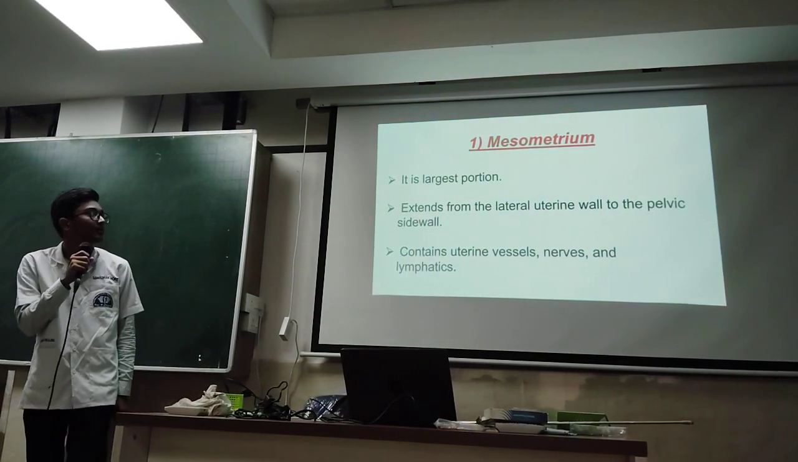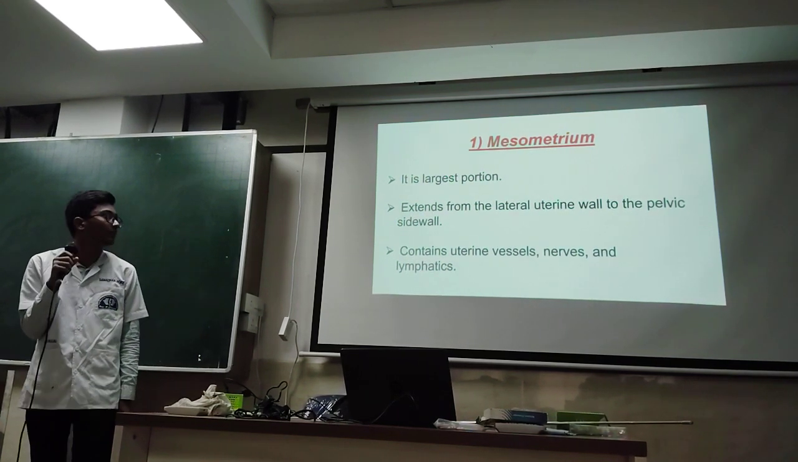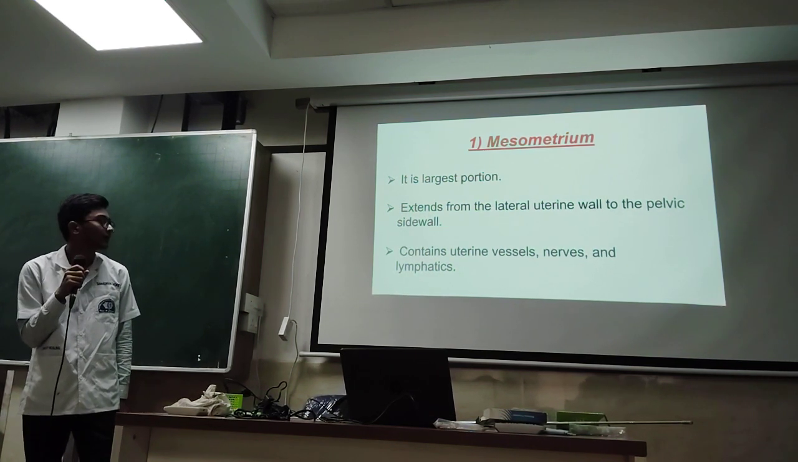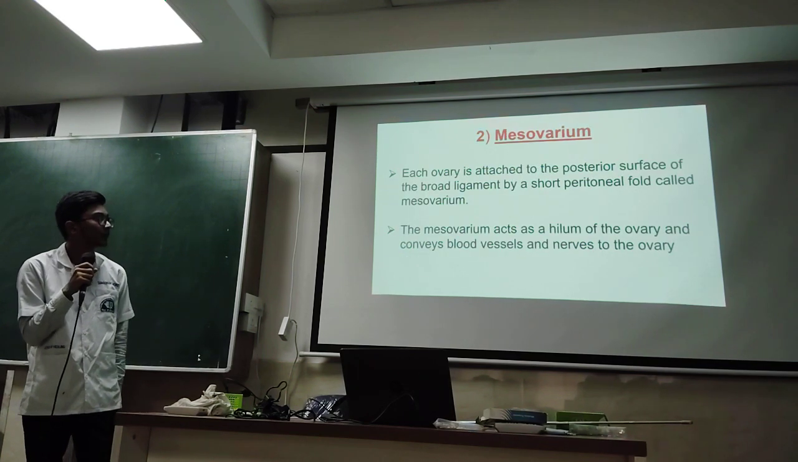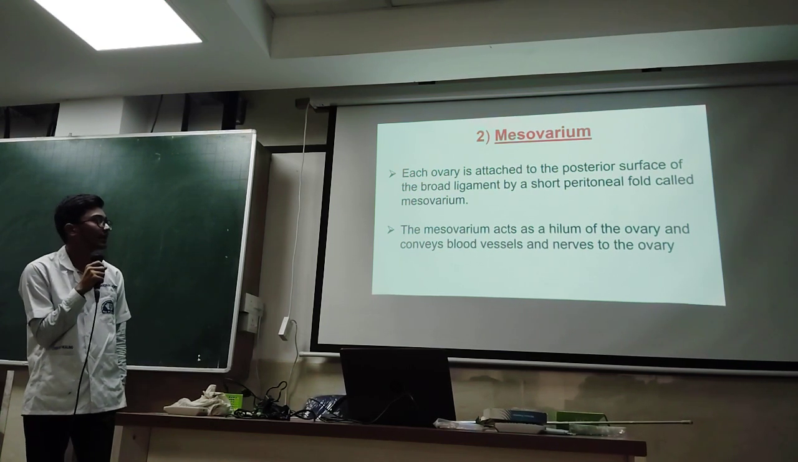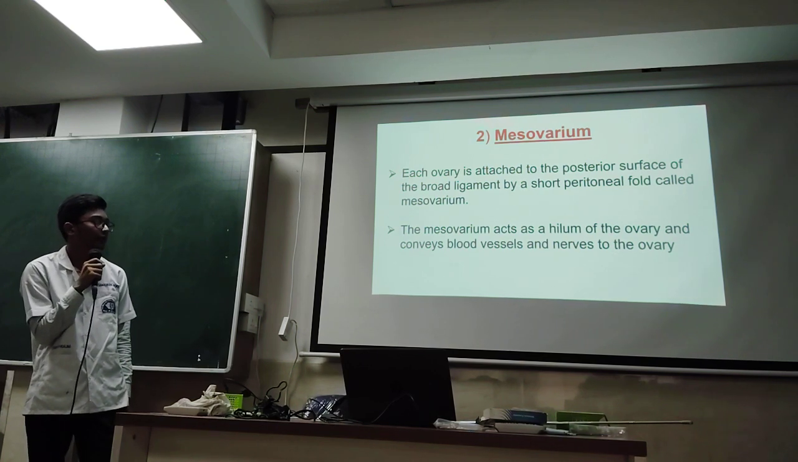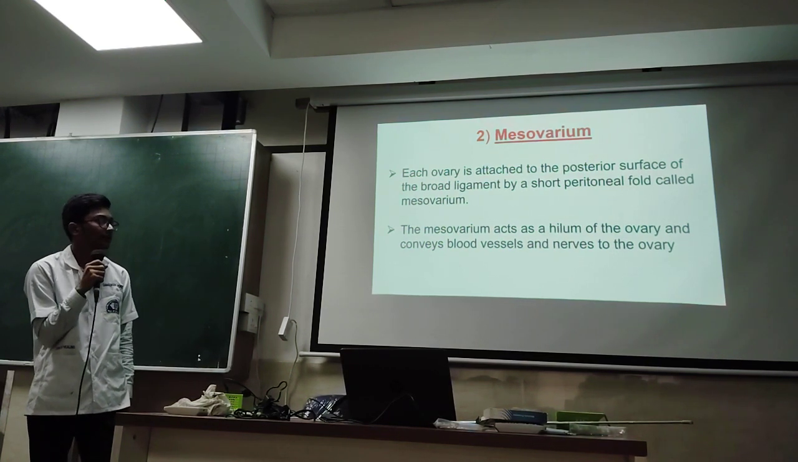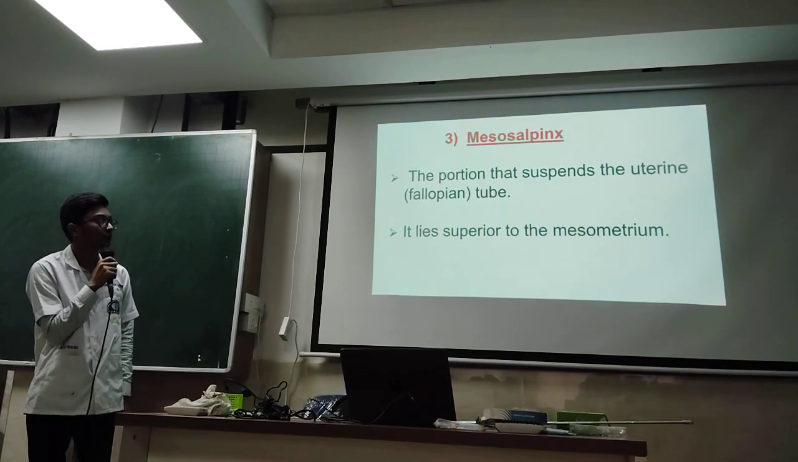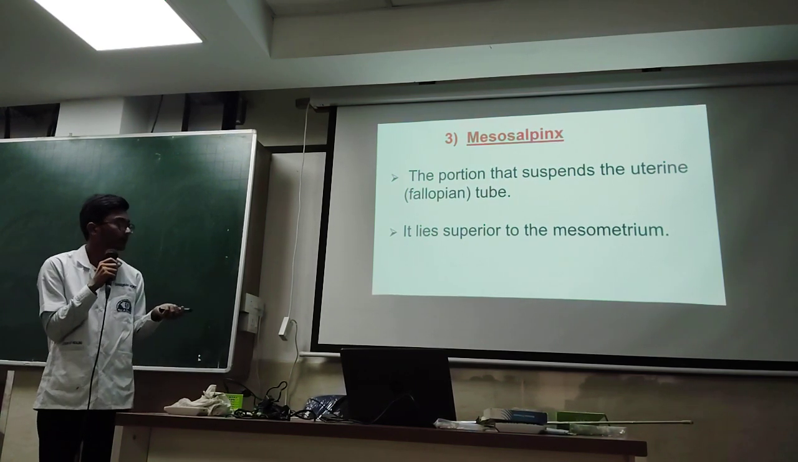First we discuss the mesometrium. It is the largest portion and extends from the lateral uterine wall to the pelvic side wall. It contains uterine vessels, nerves and lymphatics. Mesovarium: each ovary is attached to the posterior surface of the broad ligament by a short peritoneal fold known as the mesovarium. The mesovarium acts as a hilum of the ovary where vessels and nerves pass through it. Mesosalpinx: the portion that suspends the uterine tube. It lies superior to the mesometrium.